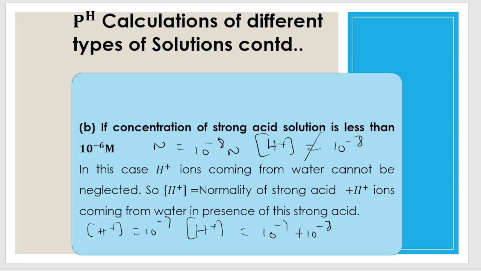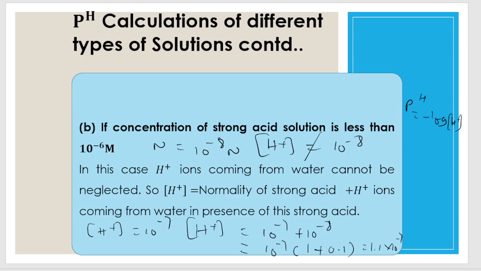Then how do we calculate the pH here? Let us see. Take 10 power minus 7 common and you will get 1 here, plus here you will get 0.1. So 1.1 into 10 to the power of minus 7. If we want to calculate the pH, you have to apply the negative logarithm, minus log H plus ion concentration.